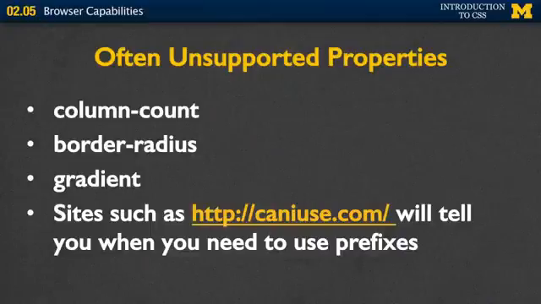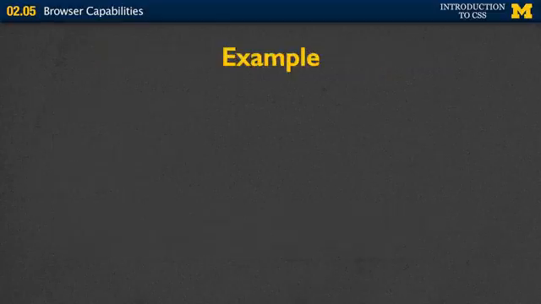And what caniuse.com does is it lists the different properties and it tells you which browsers support them and which ones need the prefixes. So it's a good idea to check that site out as you start developing your page. But for now, let's go ahead and look at an example.